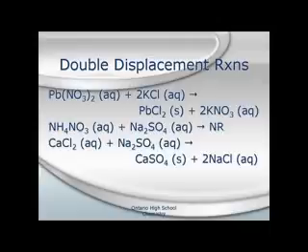In our final reaction here, we're reacting aqueous calcium chloride with aqueous sodium sulfate. When we do this, the calcium and the sulfate ions are incompatible in the solution, meaning that they will form a solid precipitate. And so we have the CaSO4 solid, and then the sodium chloride, those ions will remain in aqueous solution.